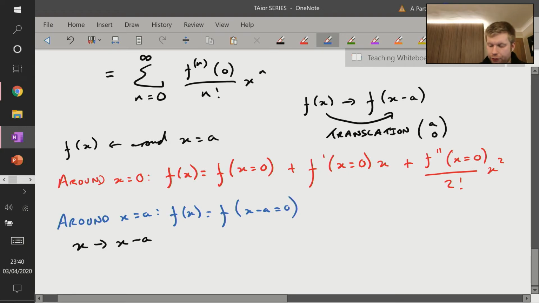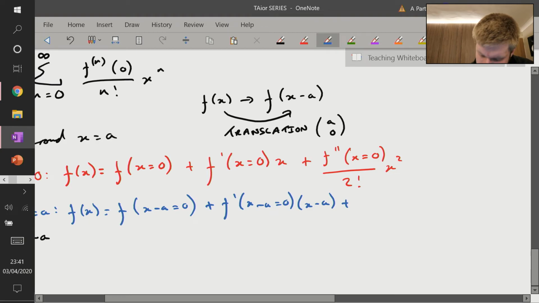If I look at the next one, it's going to be the first derivative of my function around the point x minus a equals 0. But remember, I've also got to change this x to x minus a, because I'm changing all the x's to x minus a. So it'll be x minus a here. Make sure you put it in a bracket. If I do the next one, appreciate I'm running out of space a little bit, it's going to be the second derivative of my function around x minus a equals 0, all divided by 2 factorial, and again, remember to change that x to x minus a.